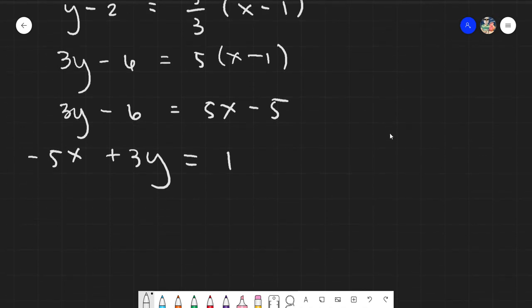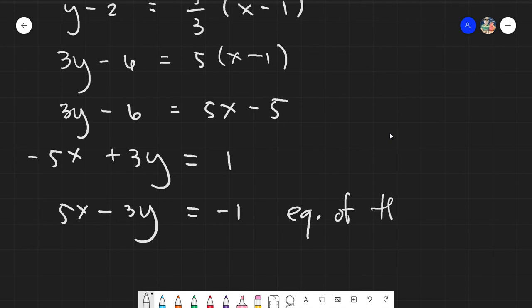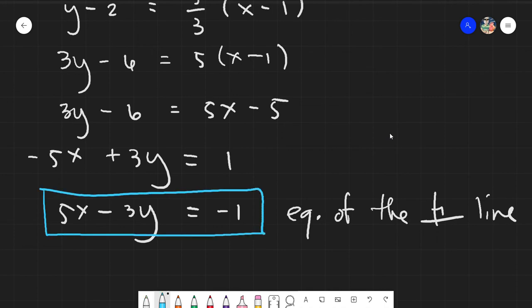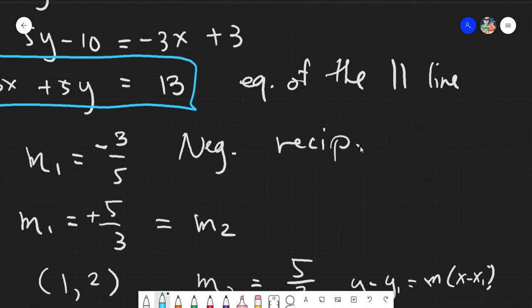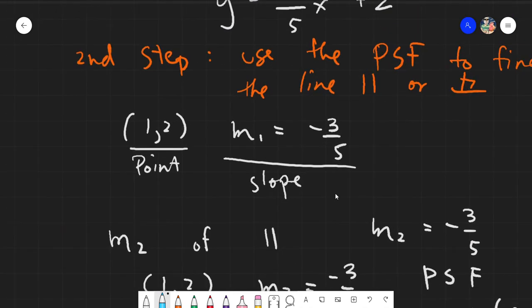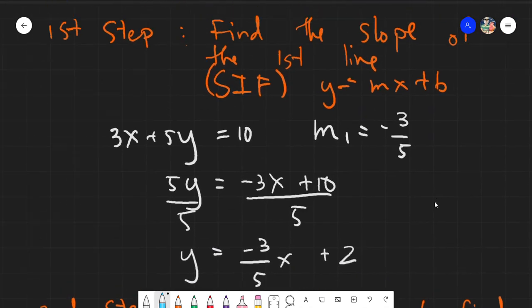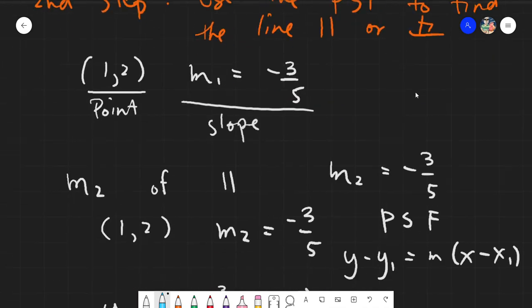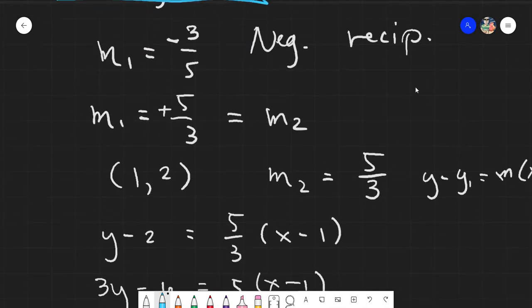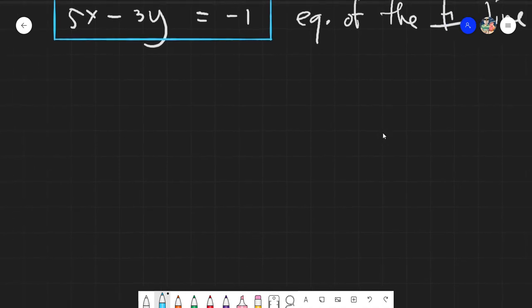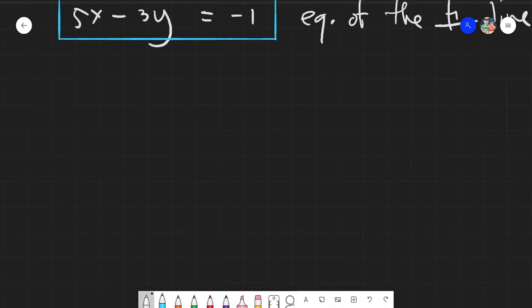Changing the sign of x to positive, it will give us 5x minus 3y equals negative 1. This is the equation of the perpendicular line, and let's box this out. Basically, there are just two steps, the first step and the second step. The second step is a little bit complicated, but in our next example, I will make it less detailed, straight to the point.